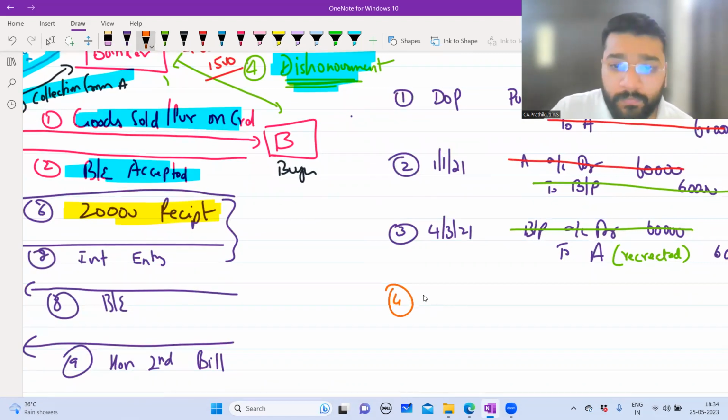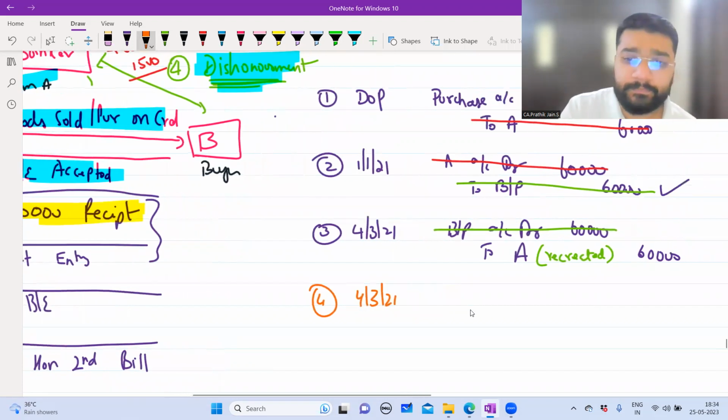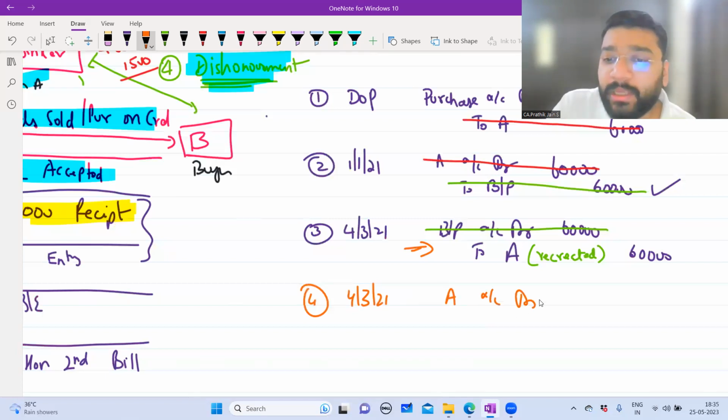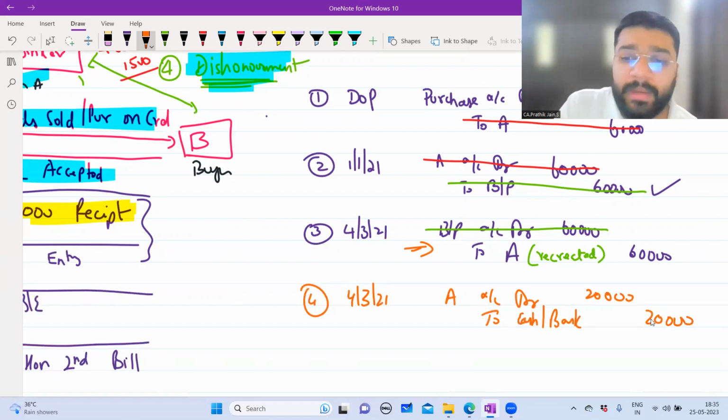Sir, A to bank account. 4 March 2021. Debit 20,000. We are making the payment to creditor, so we have to close the creditor account to that extent. So A account debit 20,000 to cash or bank, to cash or bank 20,000 rupees. Any problem, my dear friends?